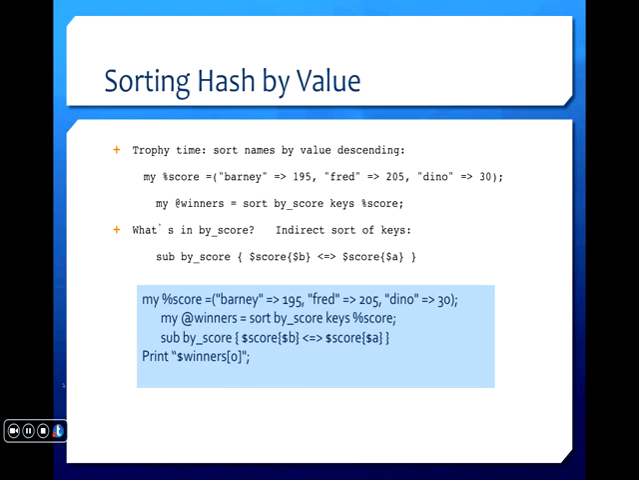How about the example we mentioned in the hash, when the key is the name. In this case here we have Barney, Fred, and Dino, and the values are the numbers 195, 205, and 30. Let us say this is a bowling game, and the numbers represent how many times they won the trophy. Here, as we can see, Fred is the highest number, so we want to sort them in descending order to find the highest number.